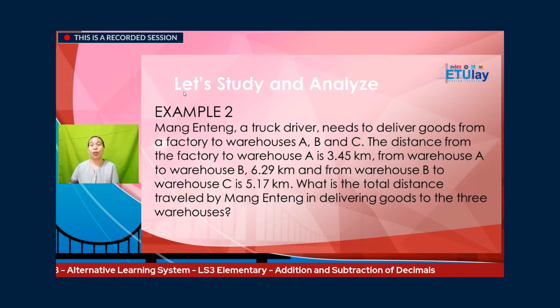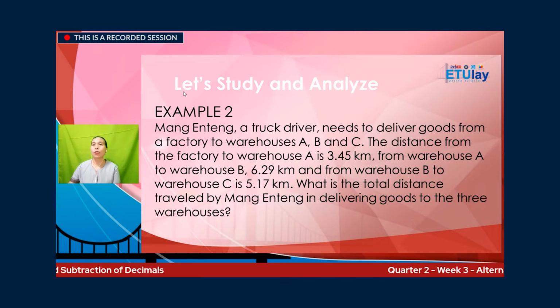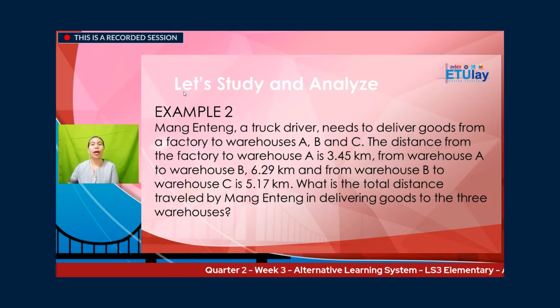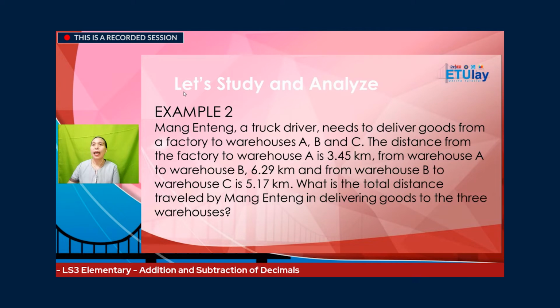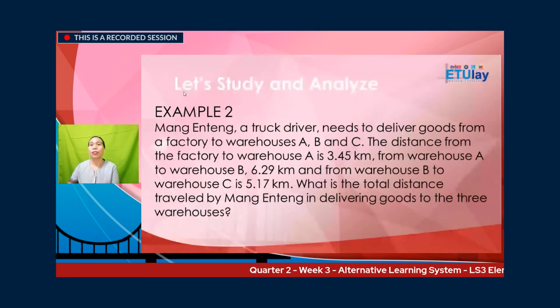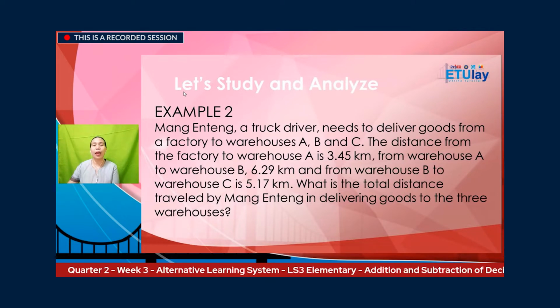Let's have example number 2. Mang Inteng, a truck driver, needs to deliver goods from a factory to warehouses A, B, and C. The distance from the factory to warehouse A is 3.45 kilometers. From warehouse A to warehouse B, 6.29 kilometers. And from warehouse B to warehouse C is 5.17 kilometers. What is the total distance traveled by Mang Inteng in delivering goods to the 3 warehouses?